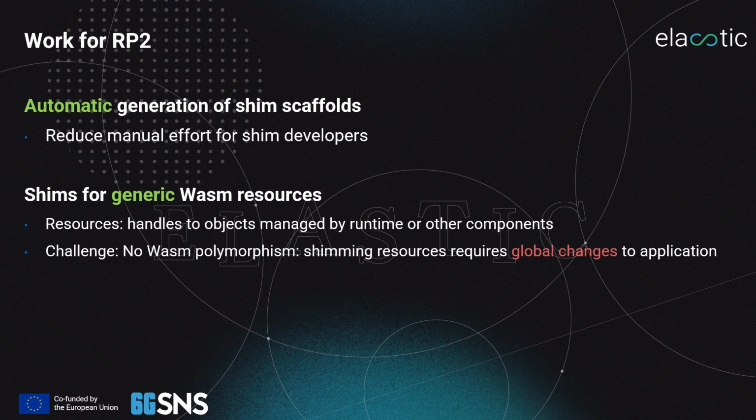shim that interface. But also we would like to expand the applicability of this. At the moment, we're just shimming simple interfaces, but we can't yet deal with Wasm resources. So resources are handles to objects that are managed by the runtime or by some other component. And this is what is used in WASI quite a lot to provide these handles and to provide these capabilities. The challenge, though, is that Wasm doesn't provide any polymorphism. And if you want to try to shim a resource, then you need to make some global changes to the application. And we then want to work out how can we make these changes efficiently or to avoid them altogether.